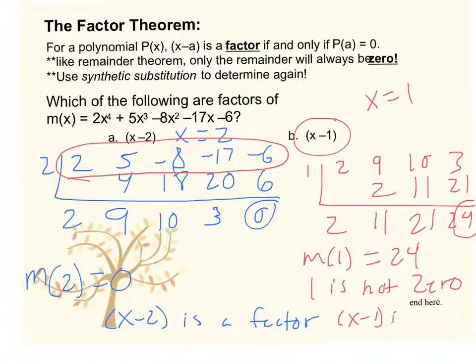X minus 1 is not a, running out of room, factor. X minus 1 is not a factor. So we check 2. X minus 2 is a factor. X minus 1 isn't. Again, this is more than the normal process of how we find factors and break polynomials down into factors when their degree is higher than 2, when they're 3, 4, or 5.